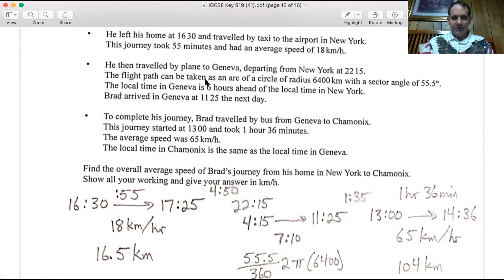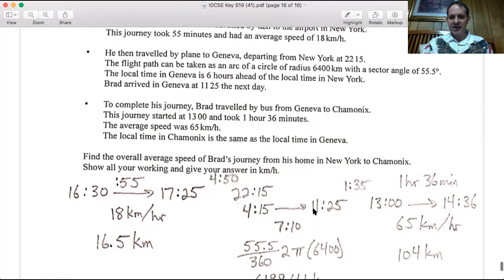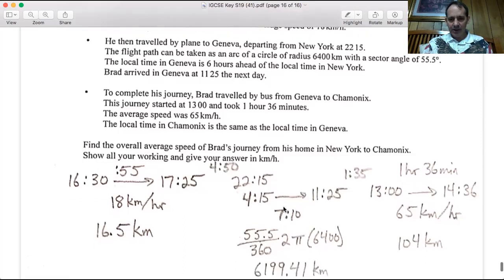Okay. Now the flight path is this arc. This arc has a radius of 6,400 kilometers with a sector angle of 55.5 degrees, and he arrives at 11:25 the next day. So for time, arrives at 11:25, that's Geneva time, minus the 4:15 Geneva time when he left New York, means he traveled 7 hours and 10 minutes to get from New York to Geneva. So this time is part of our overall time that we're keeping track of, travel time.